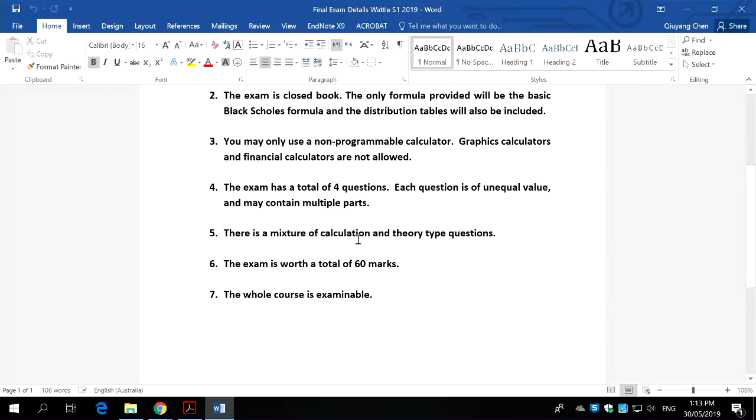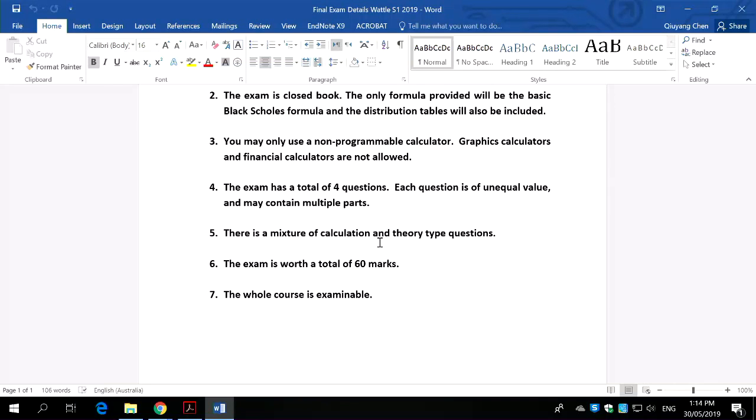And this exam is a mixture of calculation and theory type questions. The final exam is worth 60 marks, and it counts 60% of your overall assessment. And as I mentioned earlier, if you do better in your final exam, then this exam would count 85% towards your overall assessment. All right?